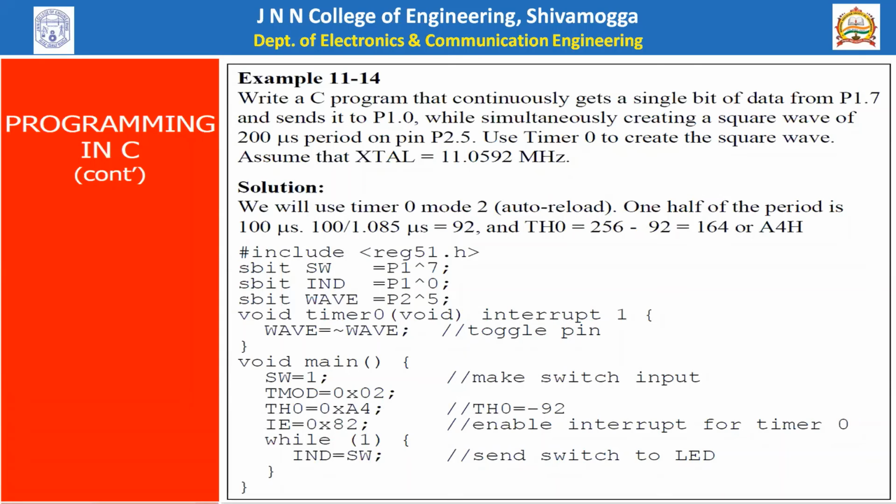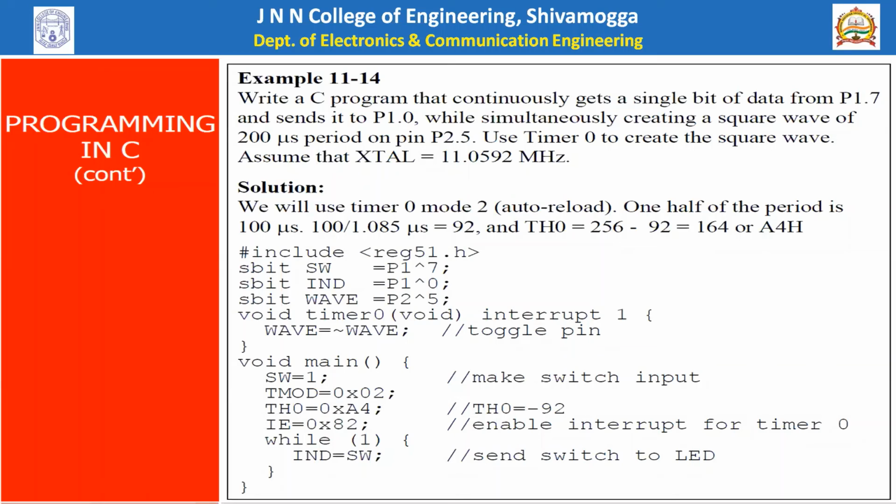So we have to use timer 0 in mode 2, auto reload mode. The period is 200 microseconds, so half of it is 100 microseconds. So 100 microseconds divided by 1.085. What is 1.085? That is the base frequency, which is computed already: 11.0592 MHz divided by 12 gives you 921.6 kHz. So 1 over 921.6 kHz is 1.085 microseconds.